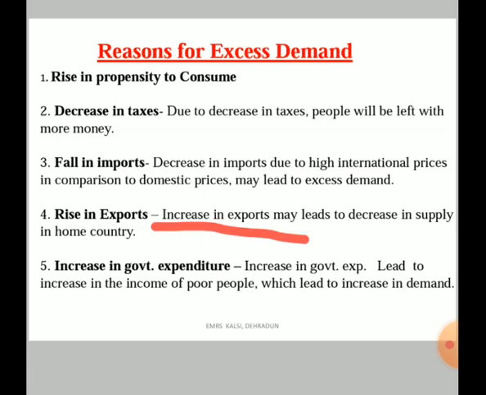And due to the decrease in supply, it is seen that the demand is more. So excess demand occurs when there is a rise in exports. If exports are done in limited quantity, then it's okay, but in excessive quantity, the situation of excess demand occurs. Now the last reason is increase in government expenditure.